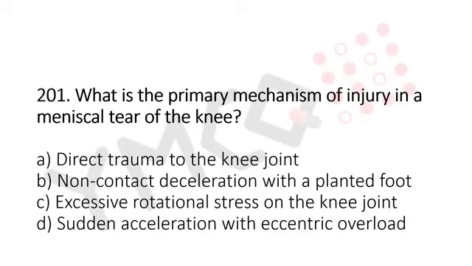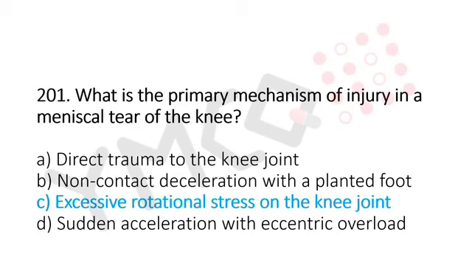Option B, non-contact deceleration with planted foot. Option C, excessive rotational stress on the knee joint. Option D, sudden acceleration with eccentric overload. And the answer is option C, excessive rotational stress on the knee joint.